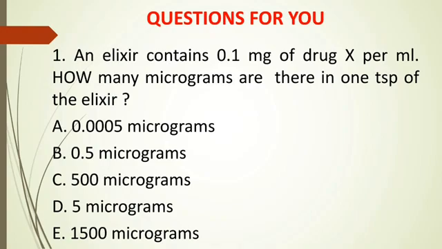First question, an elixir contains 0.1 milligram of drug X per ml. How many microgram are there in 1 teaspoon of the elixir? Option A, 0.0005 microgram. Option B, 0.5 microgram. Option C, 500 microgram. Option D, 5 microgram. And option E, 1500 microgram. So I said in the first question itself that you have to be conscious or aware of the unit that's given in the question and also in the answer. Accordingly, you have to find out the answer.